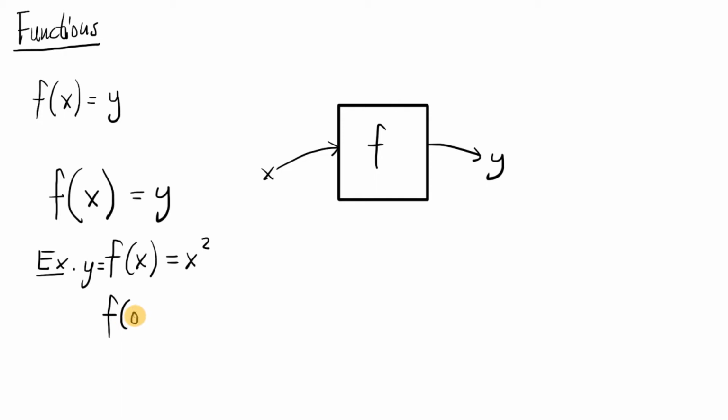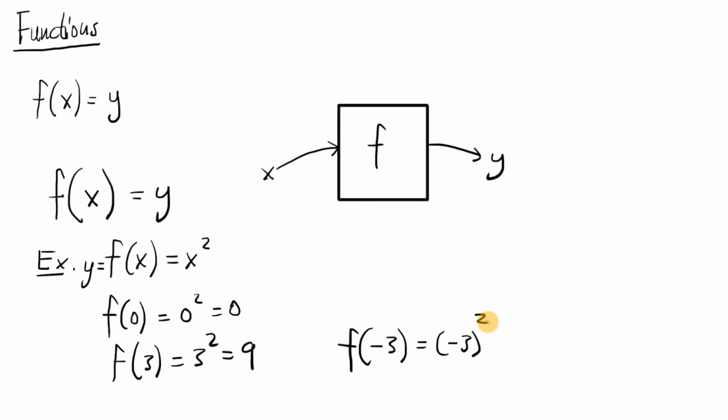For example, if you put in 0, you will get out 0. And if you put in 3, you will get out 9, and so on. If you put in x equals -3, then it will also give you 9 out. But that's okay. For two different numbers in, it can give you the same number out. But for the same number in, it cannot give you two different numbers out.